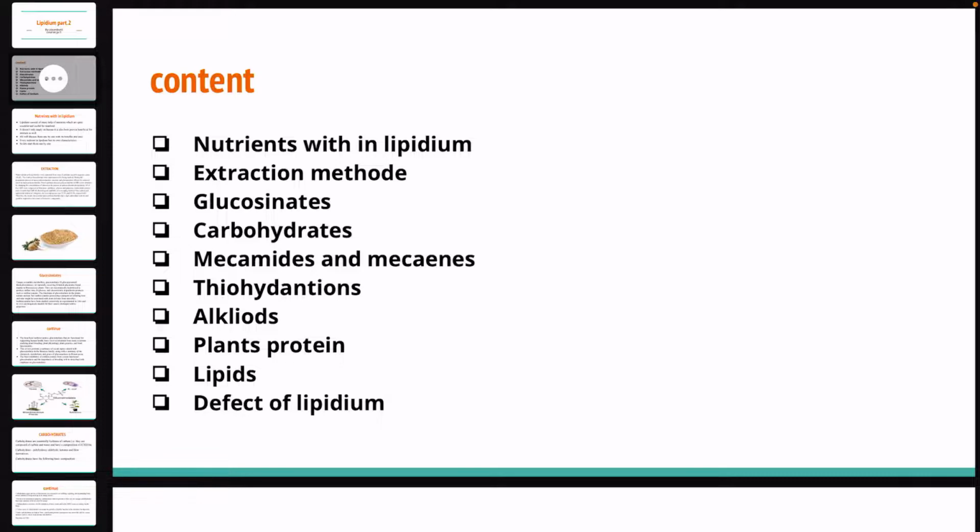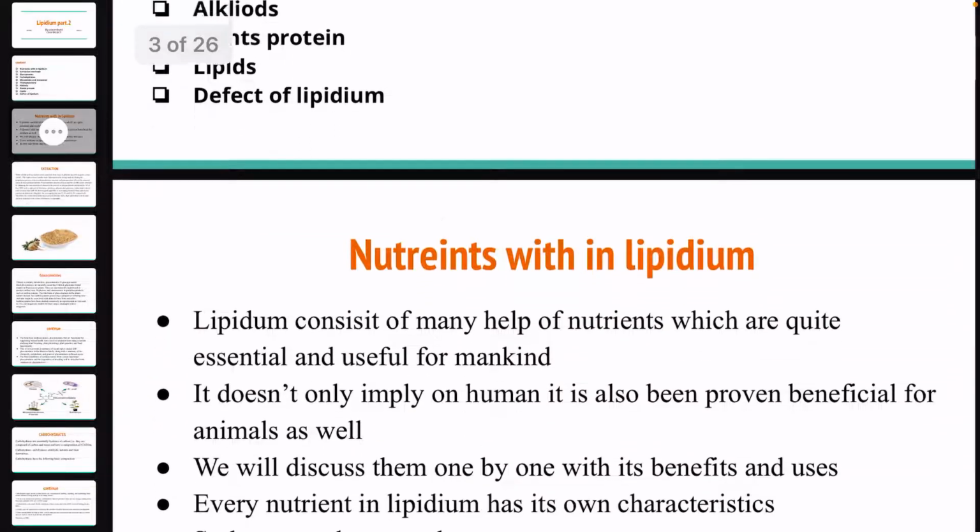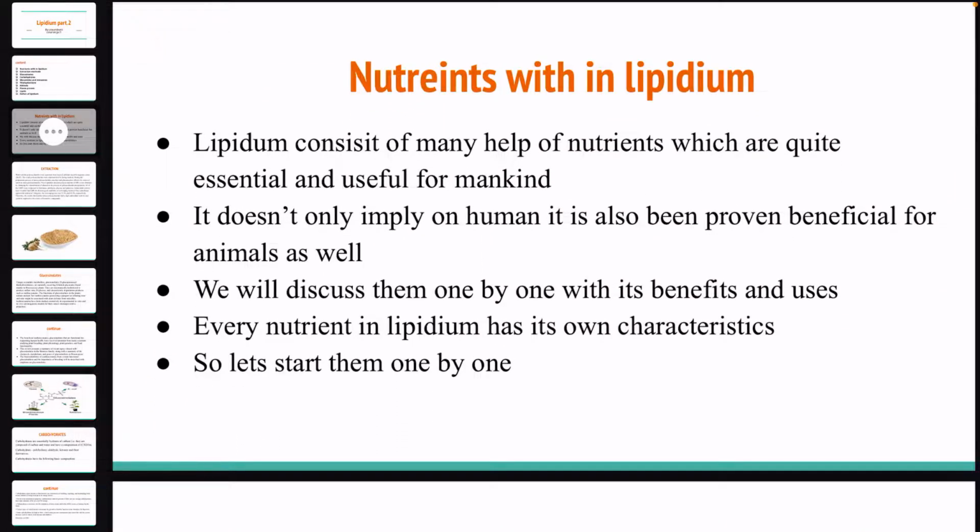So first of all, I have nutrients within Lepidium. Second is the extraction method. After the extraction method, we have its nutrients, which are glucosinolates, carbohydrates, Meyenii, Meyenins, thiodentynes, alkaloids, plant proteins, lipids, and also at the end the effect of Lepidium, which is also known as side effect of Lepidium. So let's start our presentation with the nutrients within Lepidium.